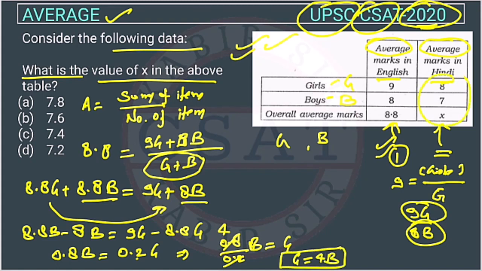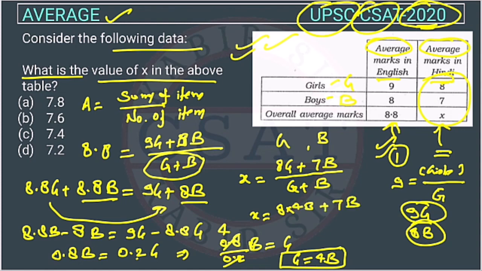Now talk about the second situation. In the second situation, the average is X, right? And the sum of girls will be 8G plus boys will be 7B upon total number of girls and boys. So it will be G plus B. Now we know G is equal to 4B. Just put this value here. So X is equal to 8 into 4B plus 7B upon 4B plus B.